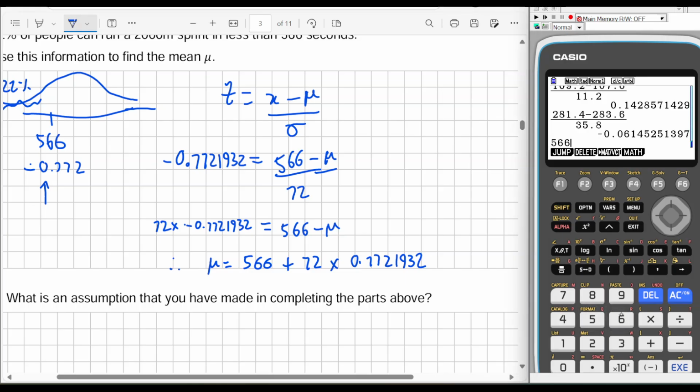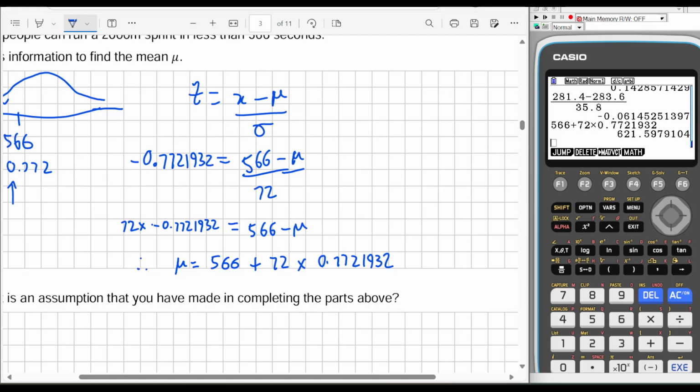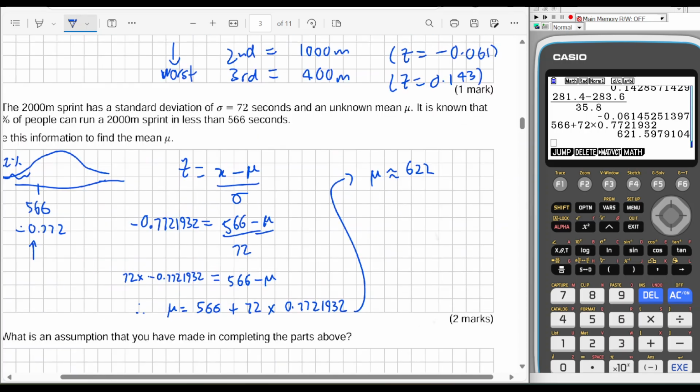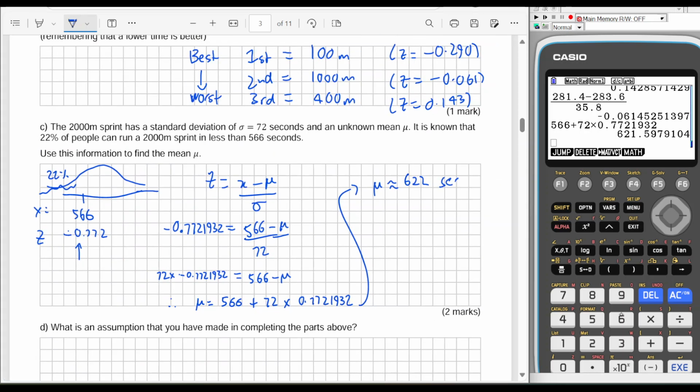So 566 plus 72 times 0.7721932. There we go, 621.597. So roughly equals 622 to 3 significant figures, and this is in seconds.